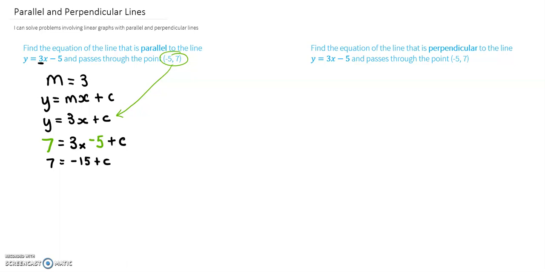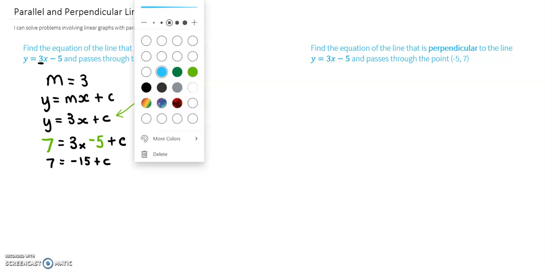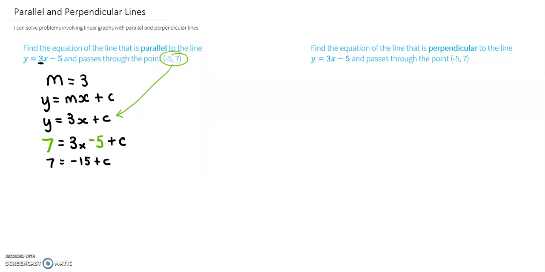And now we just need to move this negative 15 over to the other side of the equation so that we can get c by itself. So we're taking away 15, so we're going to add it to both sides of the equation to move it over to the other side. 7 plus 15 is 22, so that means our c is 22.